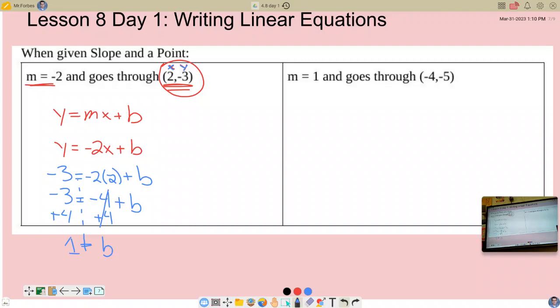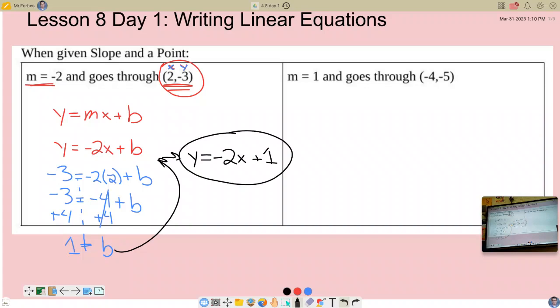Once you have your b value, then you go back to this equation and write your final answer. So my final answer is going to be y equals negative 2x, but now I know my b value, so plus 1. And that's my final answer. So you go back to that essentially first step you did and rewrite it, but now you have a number for b. Does that make sense?